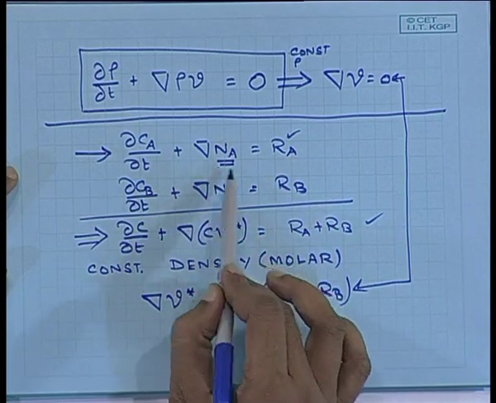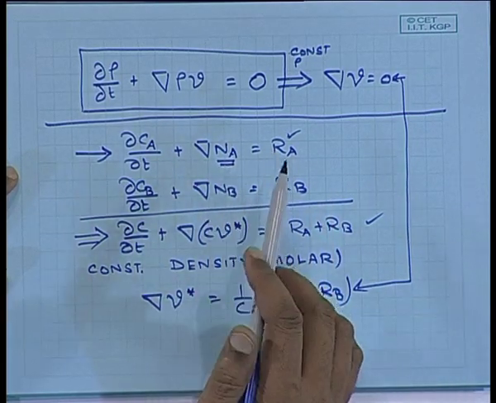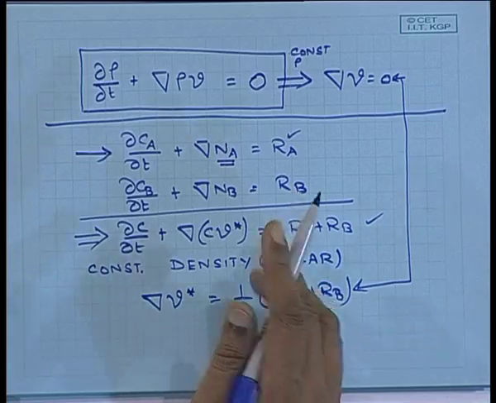So, how do I replace capital N_A or small n_A? The same way we have done so far. Capital N_A is simply going to be x_A times (N_A plus N_B) minus D_AB del C_A by del z, if it is just a function of z.